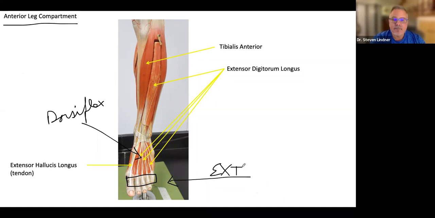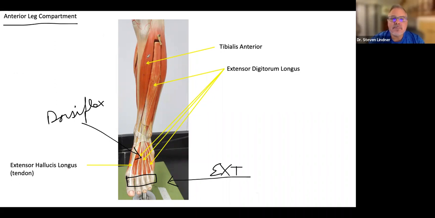Now, toe extension is the same thing and interchangeable with the term toe dorsiflexion. Because dorsi means dorsum, it's in the back. This is the top of the foot. It's actually called the dorsum of the foot. The bottom of the foot is the plantar surface of the foot. So it's either toe extension or toe dorsiflexion. They're interchangeable. Let's look at the three main muscles that we can see superficially.